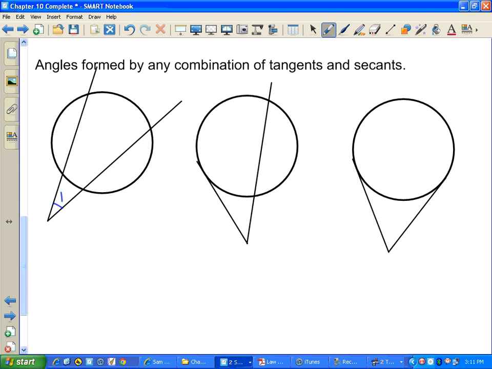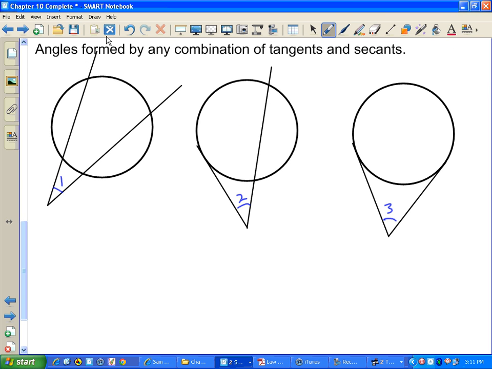Okay, so we'll just call this angle 1, angle 2, angle 3. So let's put some letters on here too. A, B, C, D, and then we'll do P, Q, R, and we'll do N, L, M.